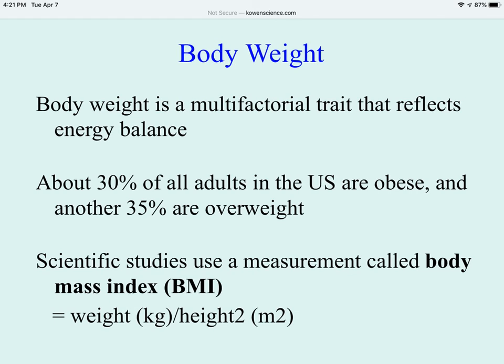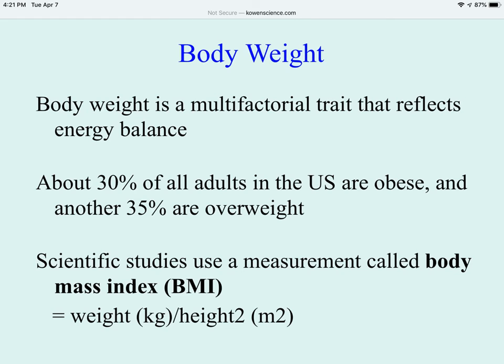Body weight is another multifactorial trait. About 30% of the U.S. population are obese, and about 35% are overweight. Now, we measure this with body mass index, and you take your weight divided by the height, and that will help give you your body mass index. And we are finding more and more SNPs that are associated with conditions of being obese and overweight.